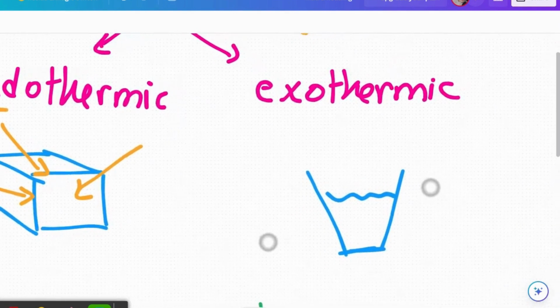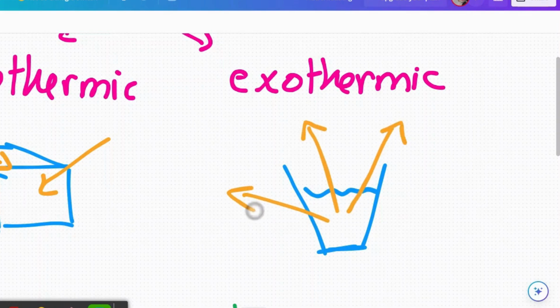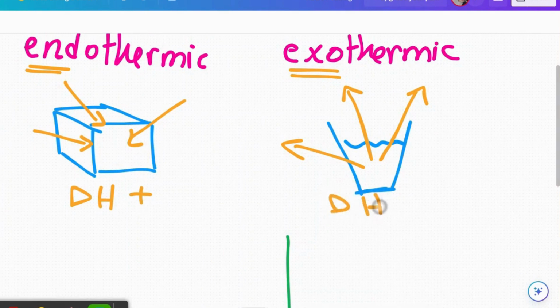An exothermic reaction is when heat is released. For example, if you want to freeze a glass of water, heat will be released, going out, exiting the system, so we call it exothermic. In an endothermic reaction, delta H, or the enthalpy, has a positive sign. In an exothermic reaction, delta H has a negative sign.